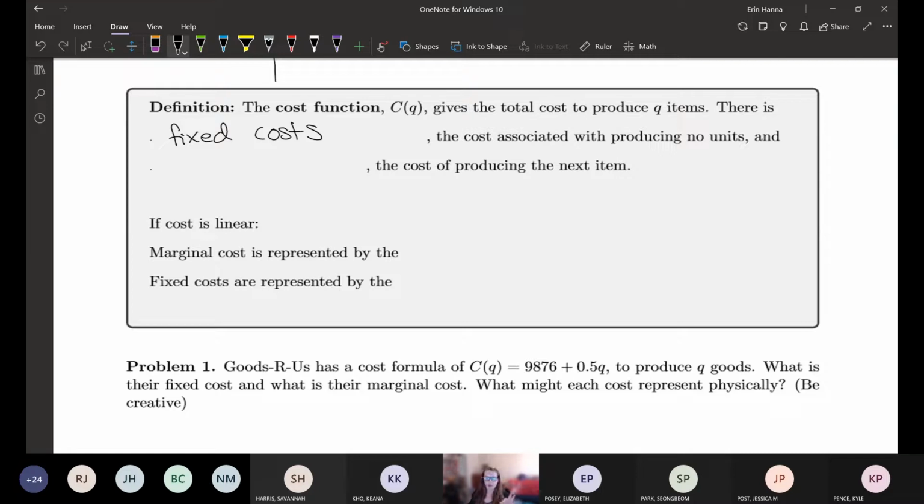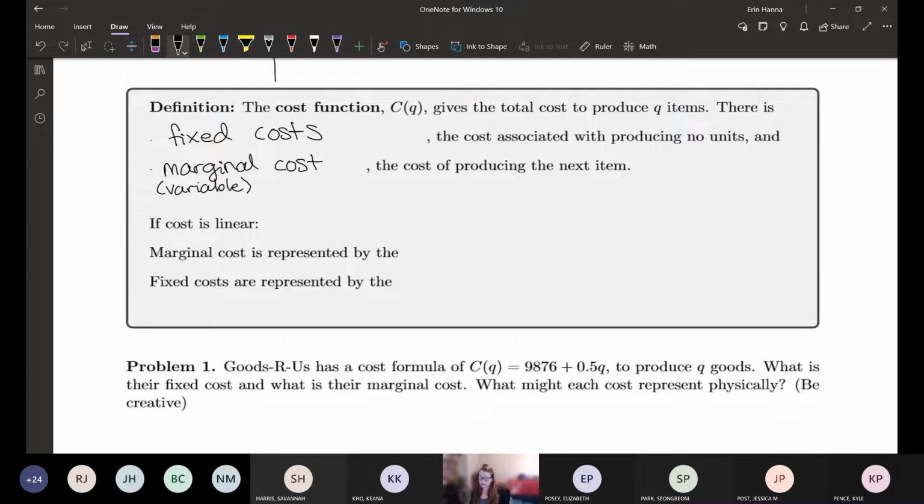This is the cost associated when you haven't produced any units yet. And then there's the marginal cost. Now, the marginal cost is also sometimes called the variable cost. Usually I will say marginal cost. I believe most of the problems you will see say marginal cost. But if you see the phrase variable cost, or I accidentally say variable instead of marginal, they're the same thing.